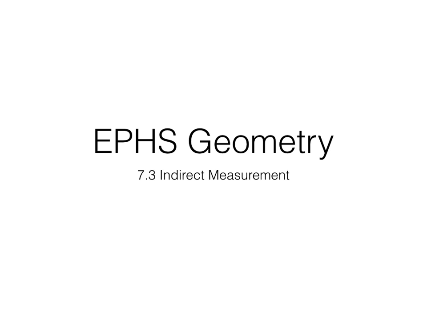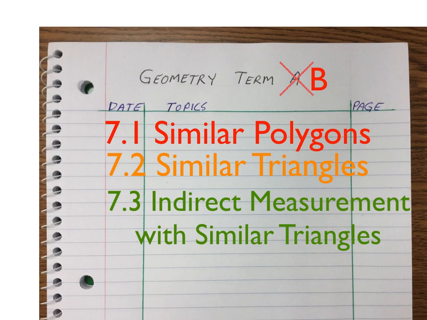Section 7.3 deals with indirect measurement using similar triangles. So set this into your table of contents, and then we'll start with the first example.